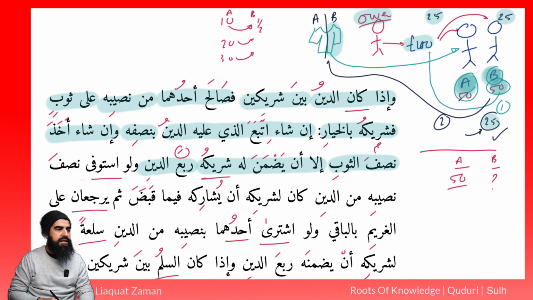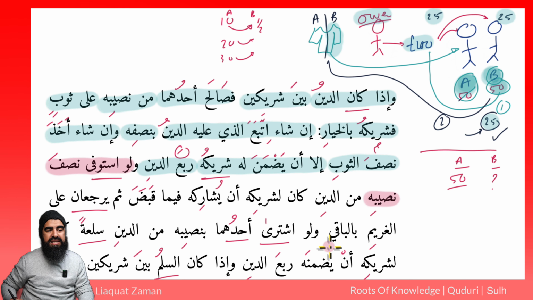So he says, Lo istawfa. So he says, if one of the two partners has received in full half of nasibihi min ad-daini, half of his share, then half of his share would be 25. Let's say this is 25. Nisfa nasibi. Right, so he's received half of his share, 25, min ad-daini, on the debt.